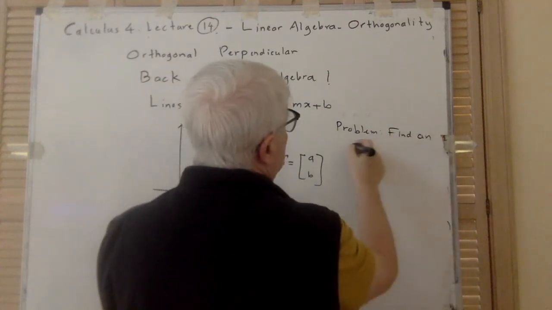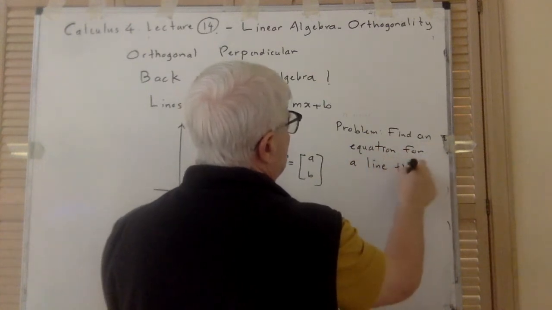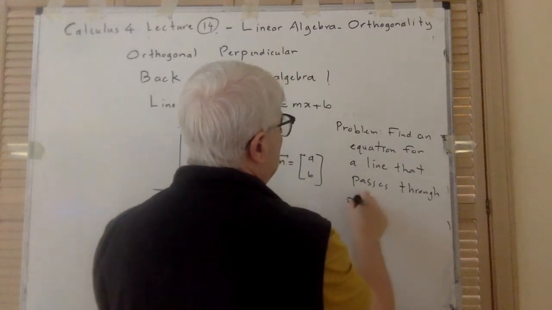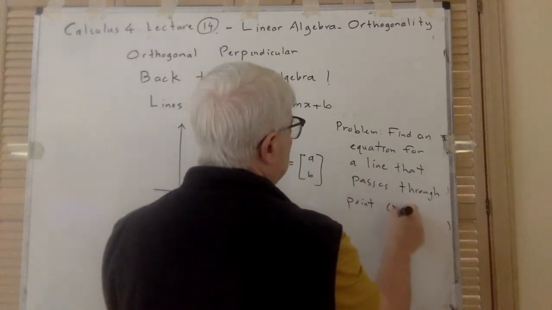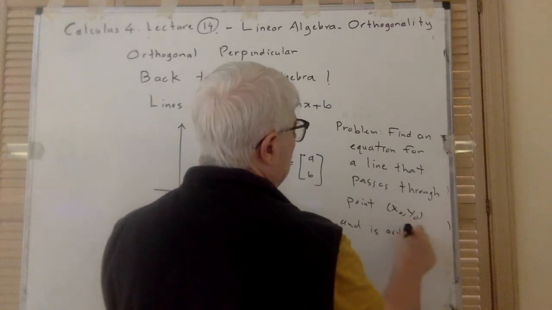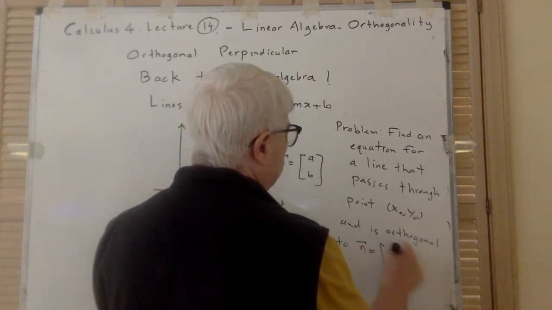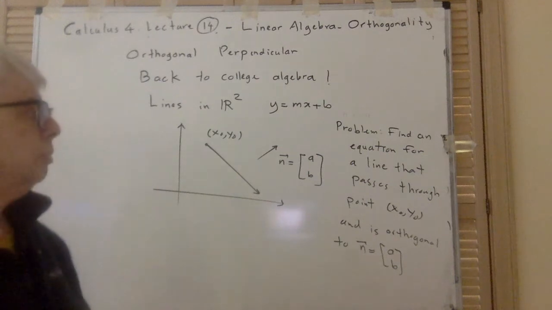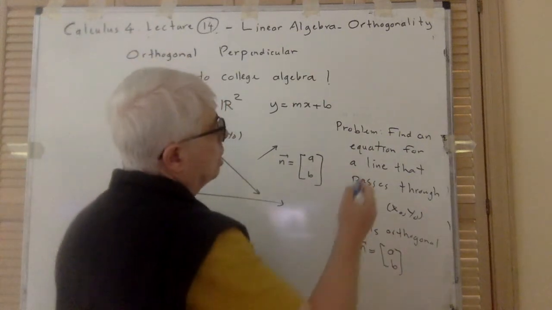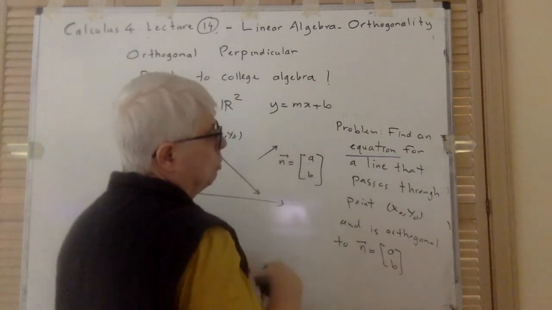Find an equation for a line that passes through point x0, y0 and is orthogonal to n, which is a, b. Okay, so let's look at the statement. It is asking for an equation for a line, and gives you some information. Now, what is an equation?